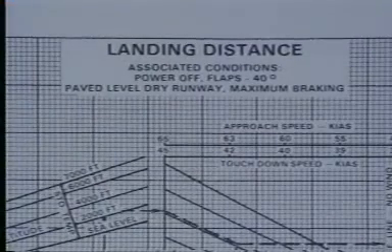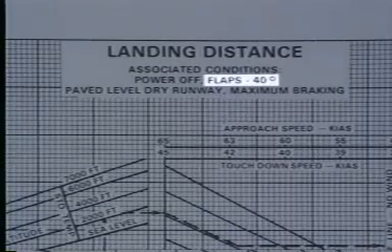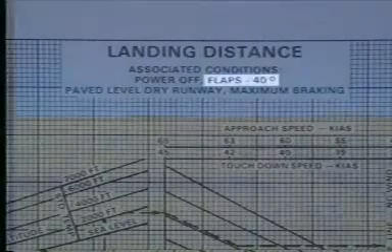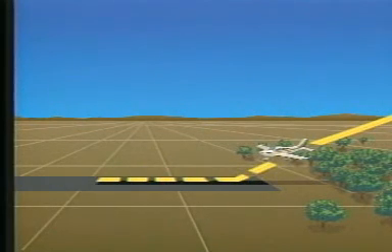For example, this chart is only valid during a power-off landing with the flaps set at 40 degrees. While some landing charts provide just the ground roll distance, this one is designed to show the total distance required to land over a 50-foot obstacle.